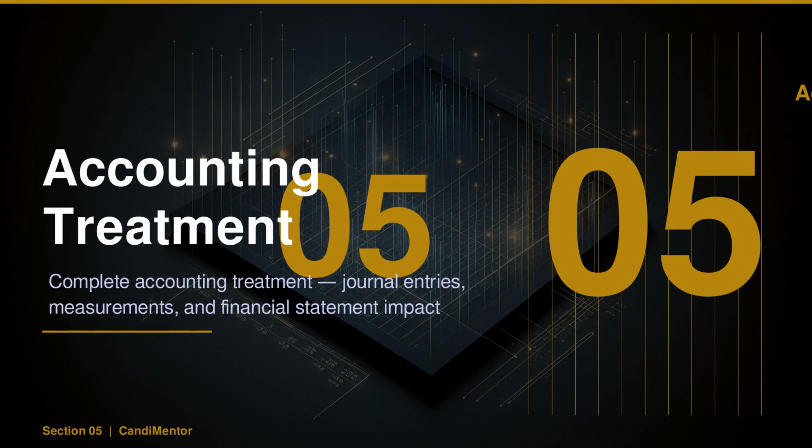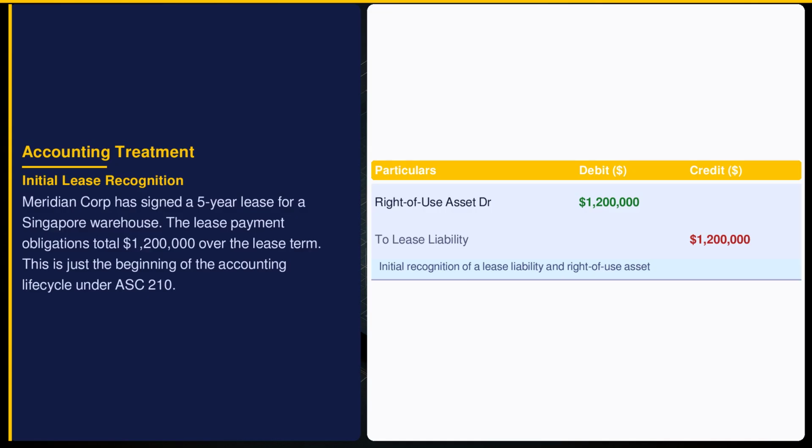Meridian Corporation, a global manufacturing company, signs a 5-year operating lease for its Singapore warehouse. Watch how every accounting event plays out. The initial recording involves recognizing both a right-of-use asset and a corresponding lease liability. According to ASC 210, this reflects the present value of lease payments. The asset acknowledges the right to use the warehouse, while the liability represents the future lease commitments, balancing the balance sheet and aligning financial statements.